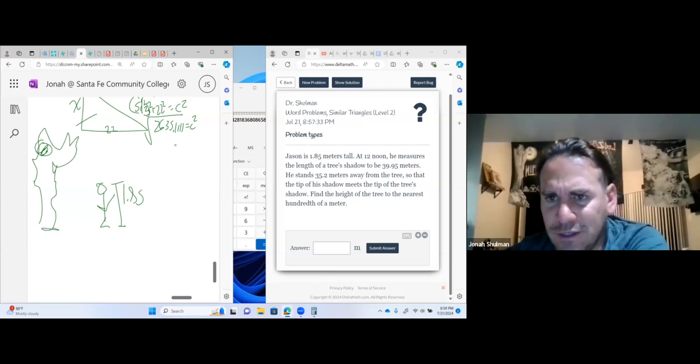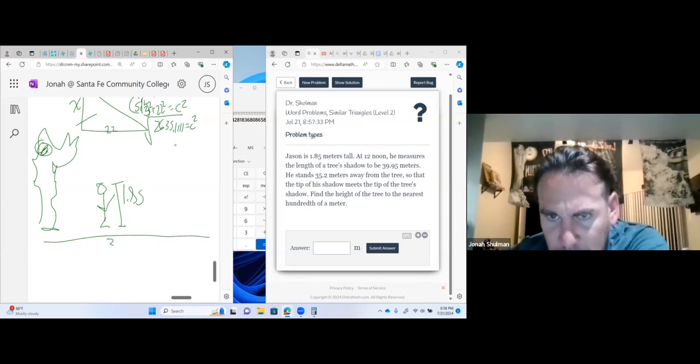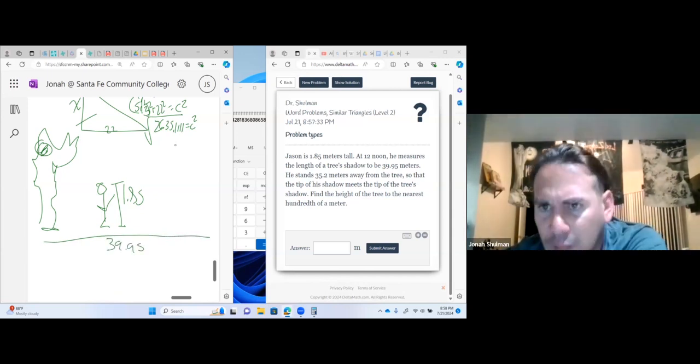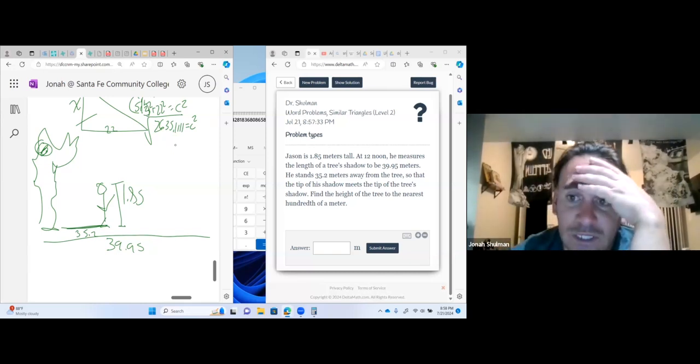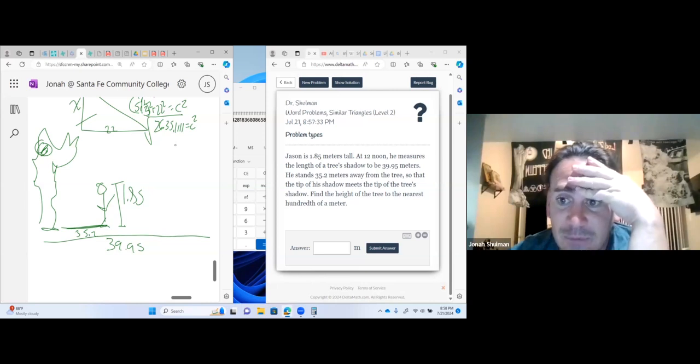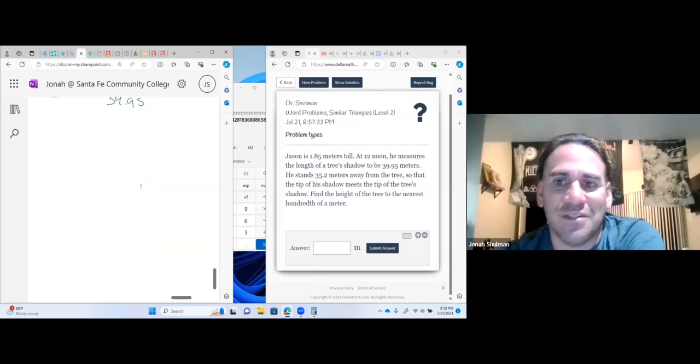Cool. So there's our tree. The tree shadow is 39.95, and he stands 35.2 meters from the tree, so that the tip of his shadow meets the tip of the tree shadow. Okay, I see what they're doing here.